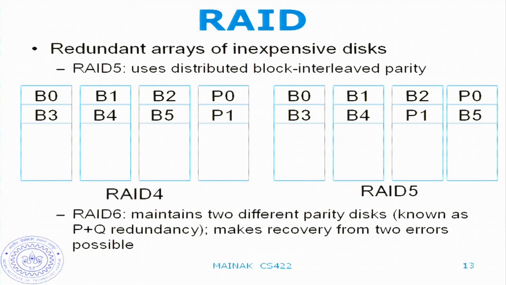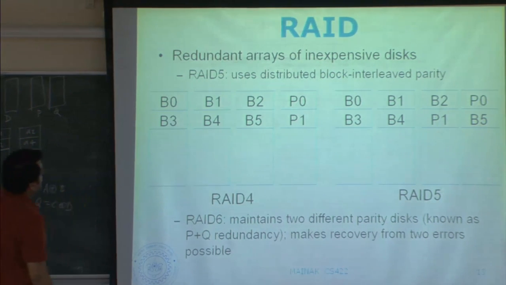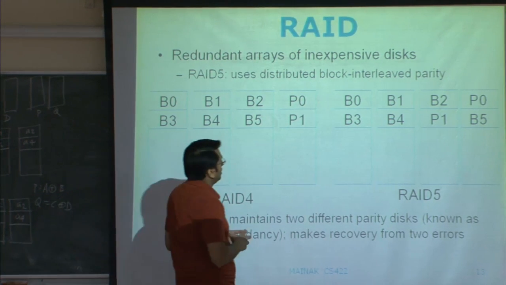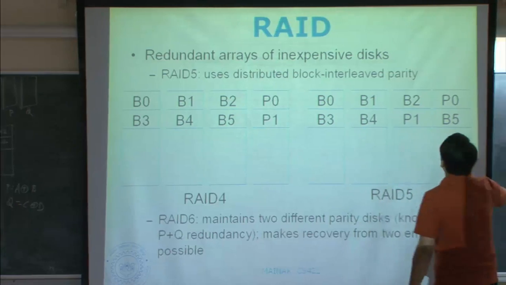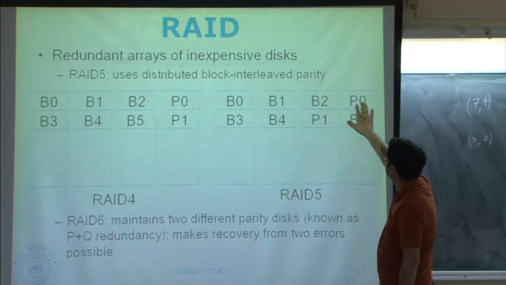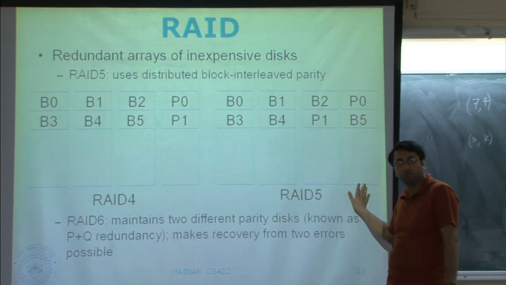So these are my 3 data disks, and this is one parity disk, which XORs all this data. RAID 5 uses distributed block-interleaved parity. Essentially, it doesn't fix the parity disk; it distributes the parity all over. So P0 is here, P1 would be here, P2 would be here, P3 would be here, and again P4 would be here, and so on.